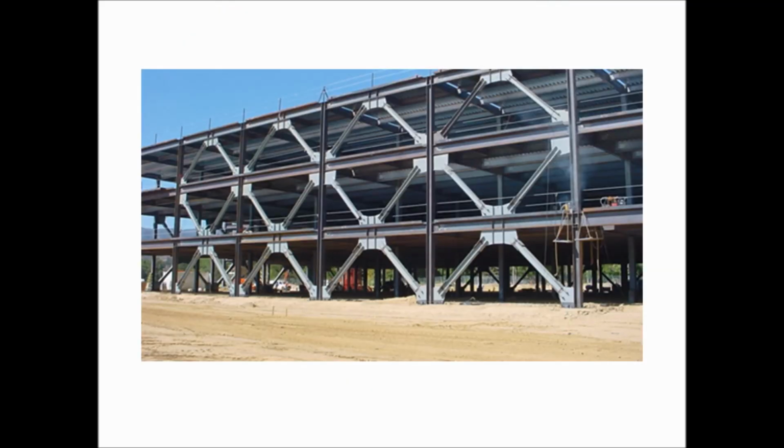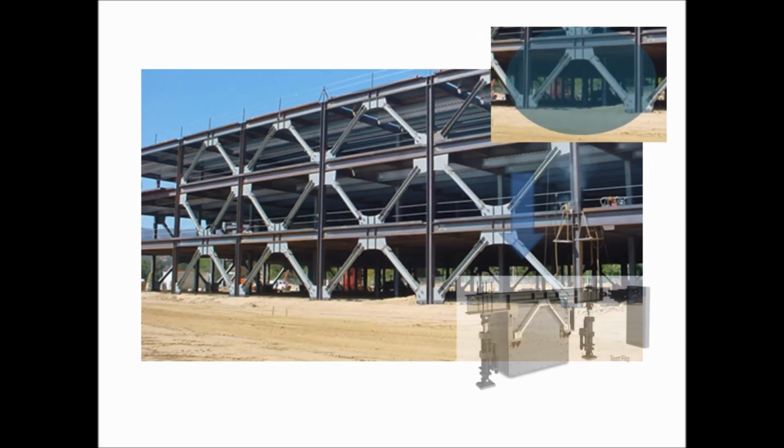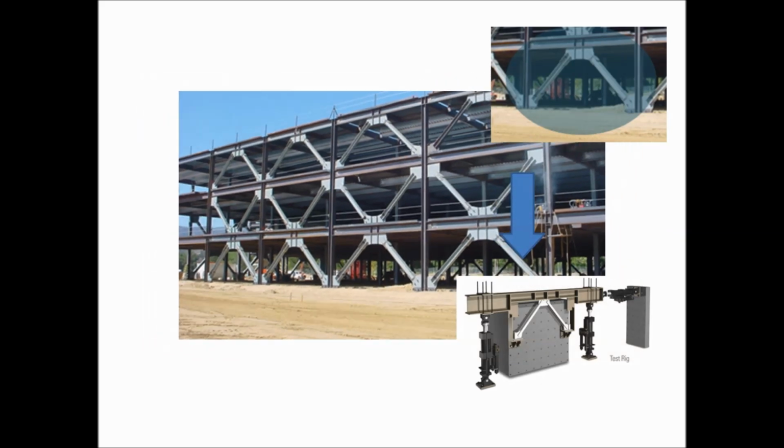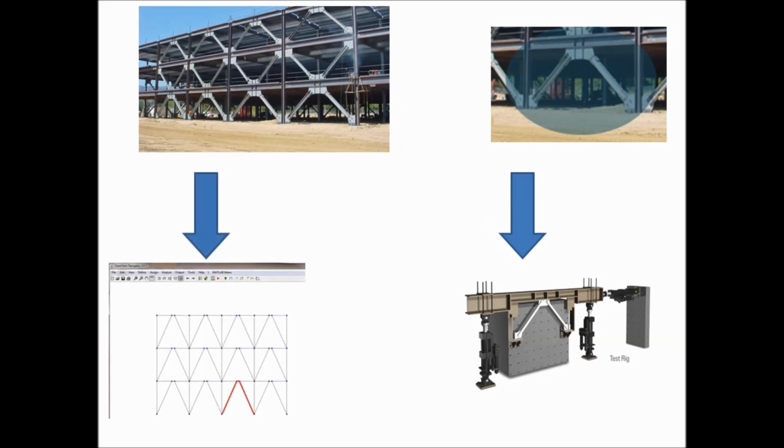For example, let's take a look at this three-story parking ramp structure. Testing the complete structure in a lab setting is nearly impossible, but through the use of hybrid simulation techniques, a single portion can be isolated and then tested in a laboratory, while a computer model is used to simulate the remaining portions of the structure.